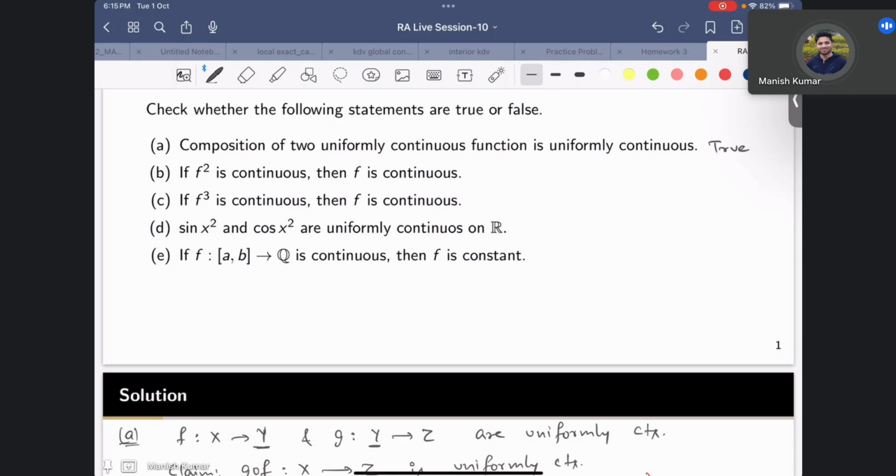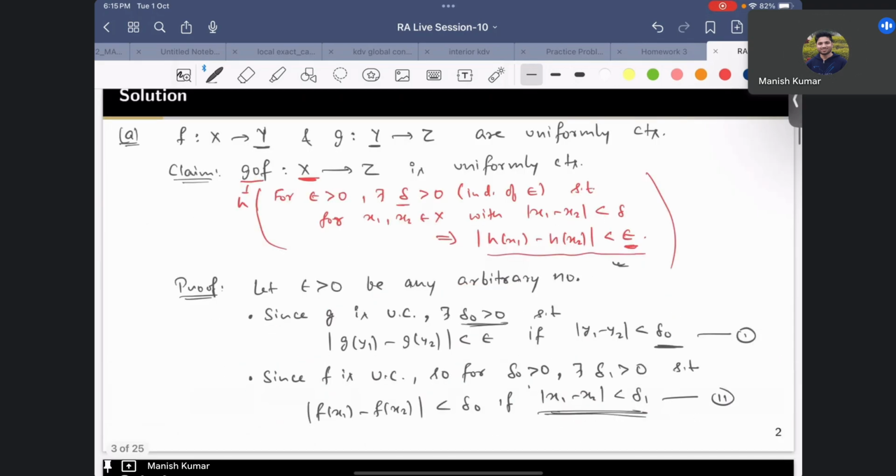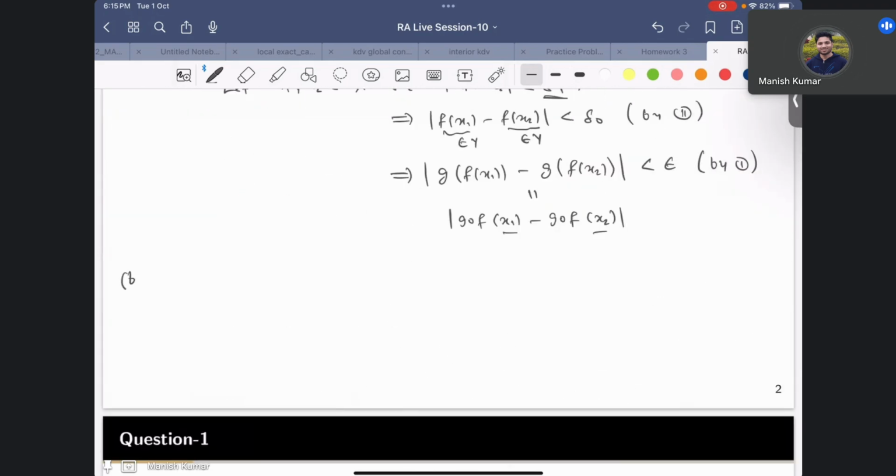You must have seen examples for this. It's a very easy example. So this is false, right? This is a false statement, and you can take a function like this, maybe f(x) equal to 1 if x belongs to Q, and minus 1 if x belongs to Q complement.